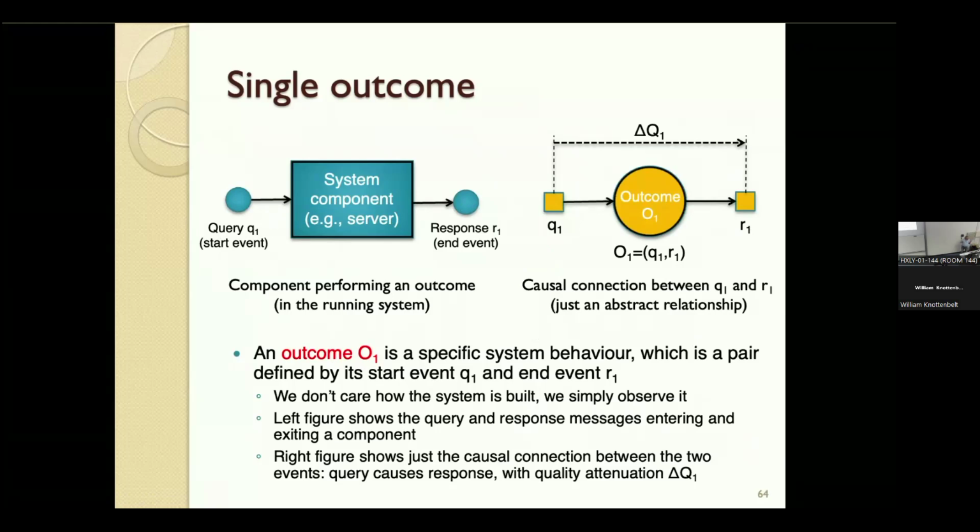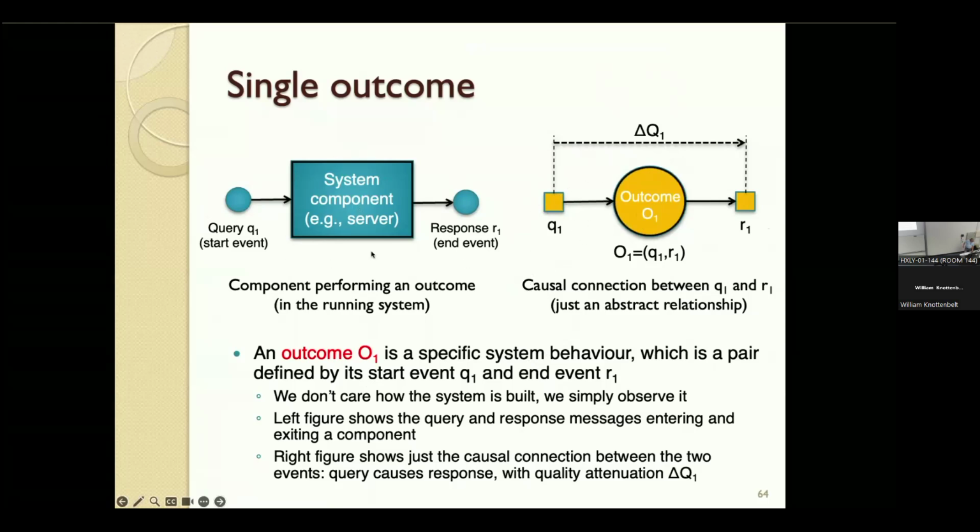So an event is an occurrence of something that happens in the system at a particular time and place. So a query and a response. And this corresponds here to this outcome, query and response, okay? And an outcome has a delta Q associated to it. So a quality attenuation in general, but a CDF in our timeliness model, okay? So this is a causal connection. So this is looking at the system from the outside.